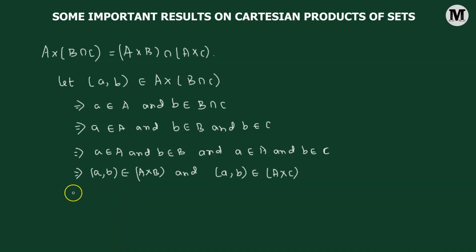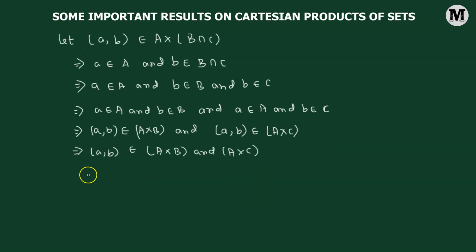Fine. Let's further combine this. So here we have the ordered pair A comma B. This same ordered pair belongs to both the Cartesian product of A and B as well as A and C. So we can combine that and rewrite it as: the ordered pair A comma B belongs to the Cartesian product of A and B, with the connective 'and' becoming the intersection, the Cartesian product of A and C.